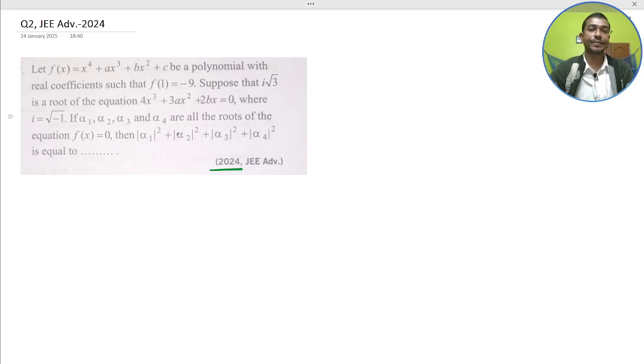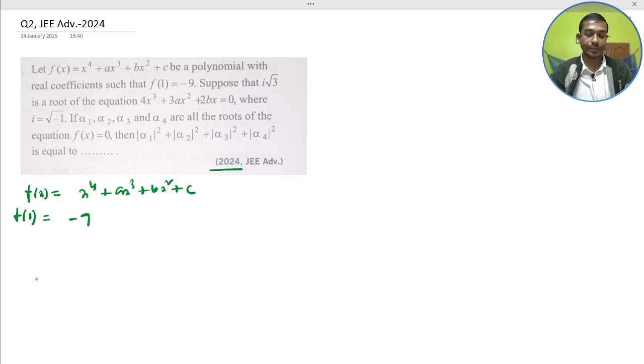Here f(x) is given, x^4 + a x^3 + b x^2 + c. So f(1) would be what? Minus 9. Just put this value.